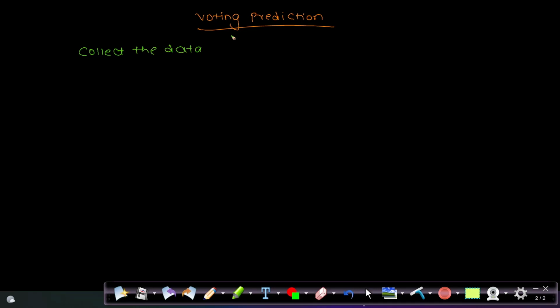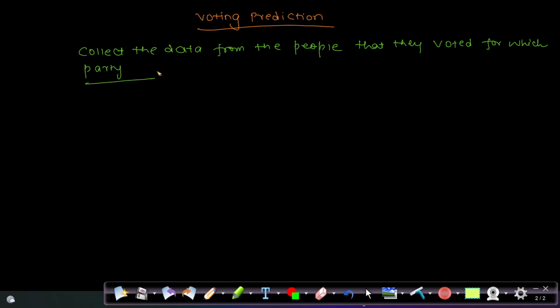How will you collect the data? You will collect it from the people, about which party they voted for. Let's take the scenario of India. Suppose we have people from 130 crore. Let's take that there are above 130 crore people.